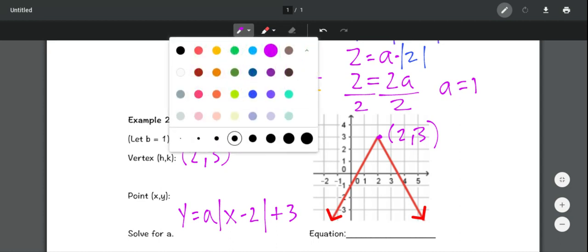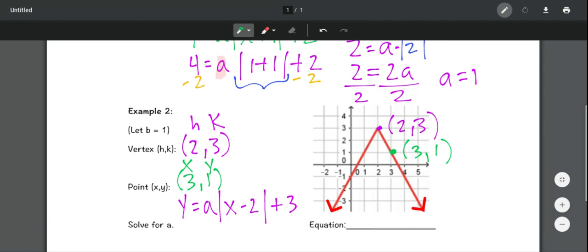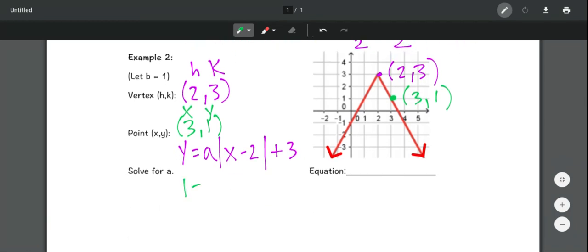Then I'm going to pick a different point on the graph. So I'm going to use this point here at 3, 1. We want to make sure it's a nice point. We don't want decimals or fractions when I pick my point. I'm going to plug that point in for x and y. So I plug 1 in for y, 3 in for x, and now notice I have one variable, a, I can solve for.